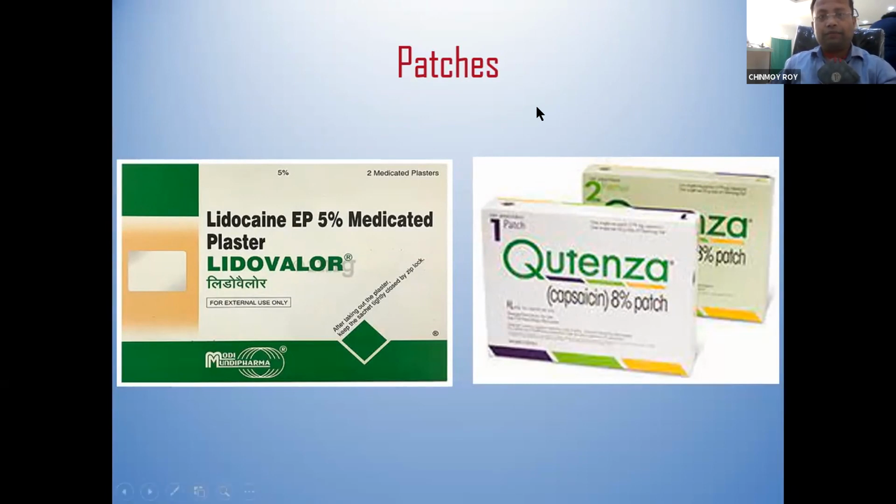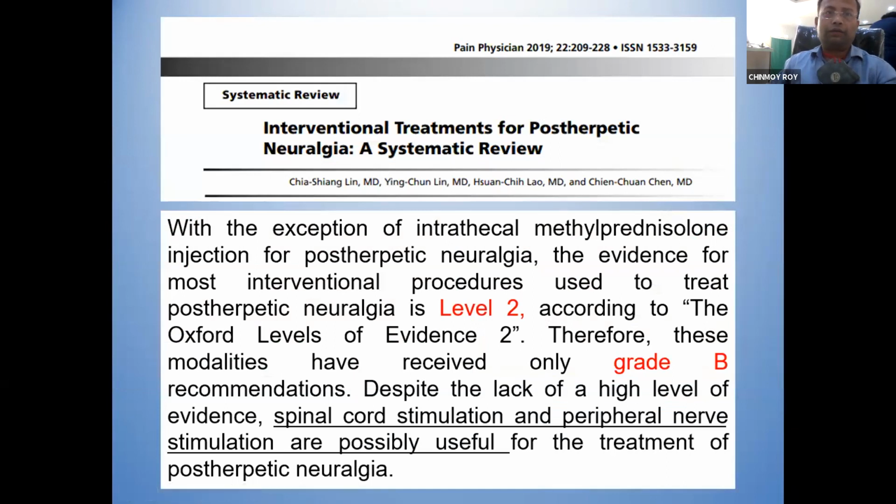Then there is another study, a systematic review in 2019, in Pain Physician. For all the different interventions they looked at, the evidence level is level 2, so grade V recommendation. Grade V recommendation means you can do it in a clinical trial setup. These have only moderate evidence, and at best a moderate degree of pain relief can be achieved. For spinal cord stimulation and peripheral nerve stimulation, there is still not enough evidence to give any recommendation.